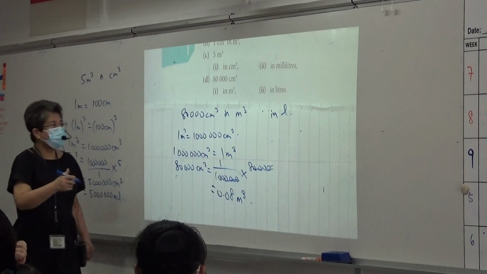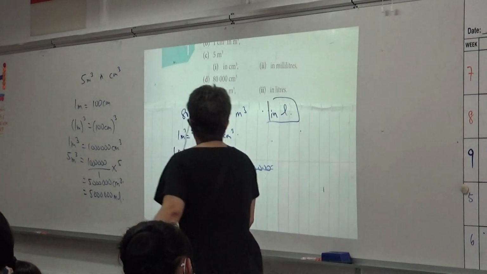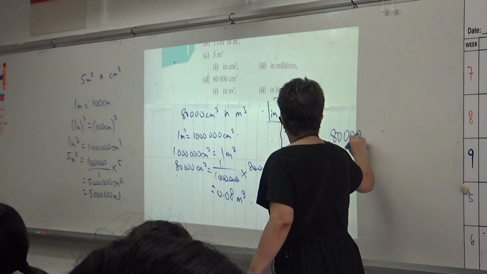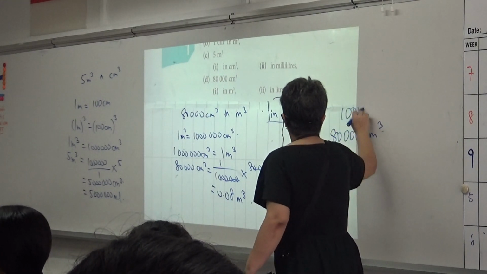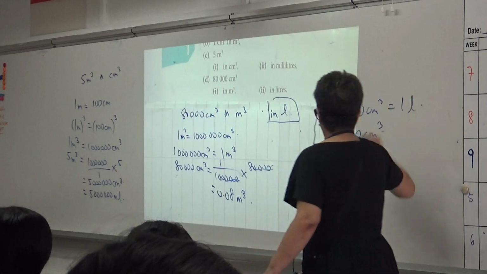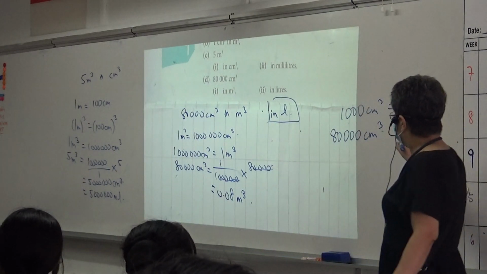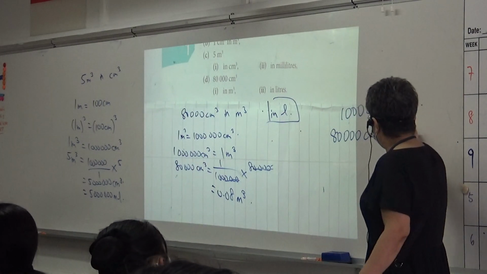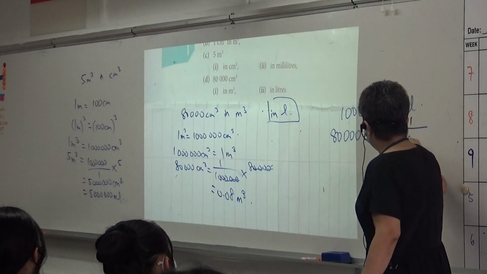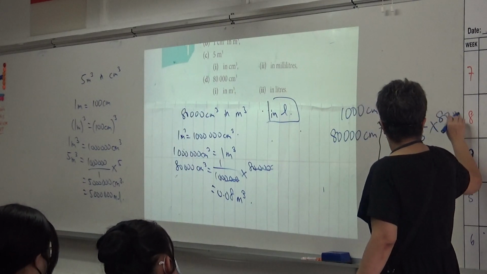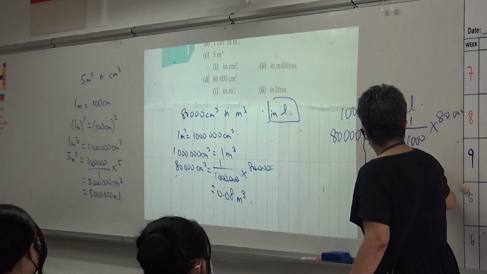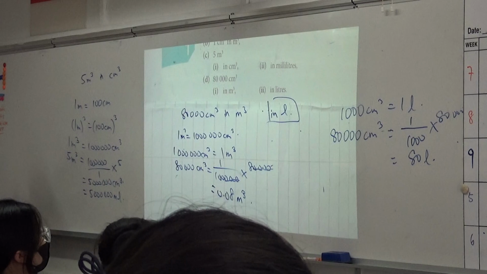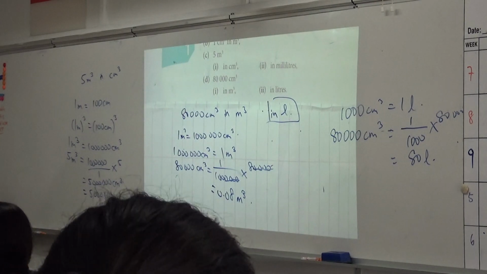Now, next part. They want it in liters. This one is easier. Now, 80,000 cm cube. We know that 1,000 cm cube is 1 liter, right? Correct. So, can I see you line already? So, how was the working? Can someone tell me? 1 over 1,000 times 80,000. So, this should be 80 liters. Is this correct? Yes or no?